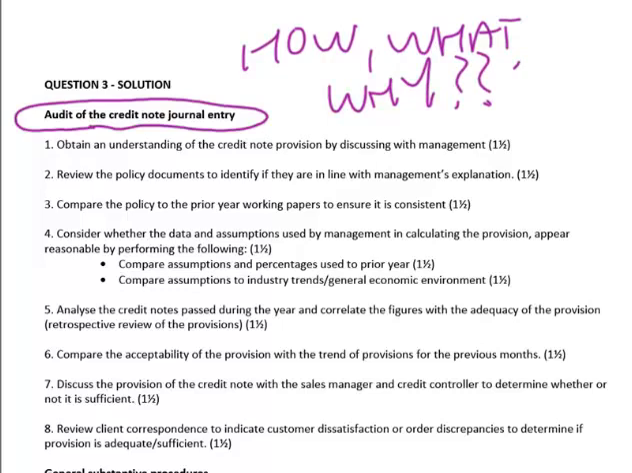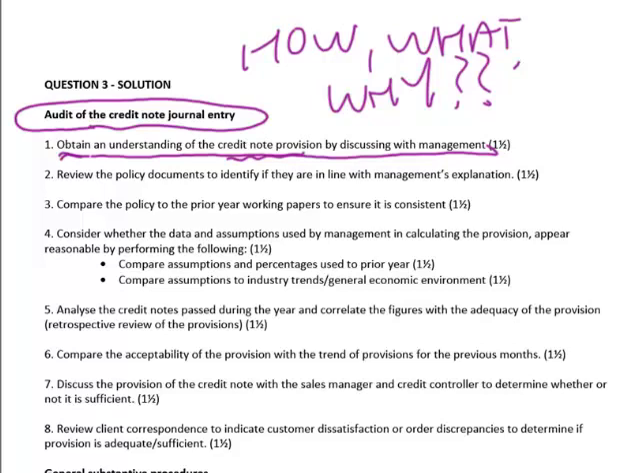So first one, we need to obtain an understanding of the credit note provision by discussing this with management. So how, what, and why? We're going to obtain an understanding. Obtain what? Understanding of the credit note provision. Okay, we need to understand it. We need to discuss it with management. See, is it appropriate? Is it in line with prior years? Well, as I said earlier, we cannot audit something that we don't have an understanding of in the first place. So first things first, let's understand this. Let's discuss with management, see how it works.